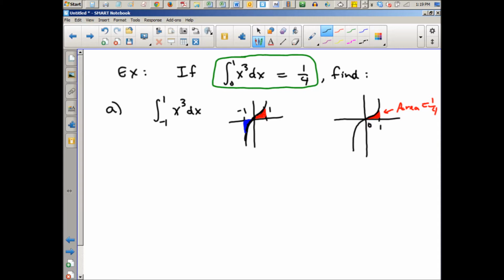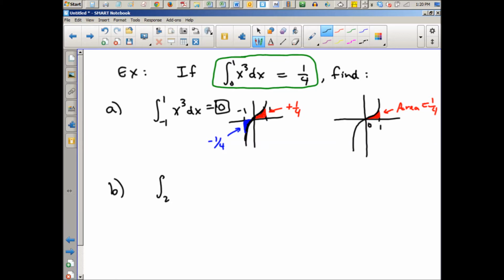So if the red area is 1/4, we can assume that the blue area is what? Negative 1/4, right? So this has area -1/4. This has area +1/4. So the total area is what? 0. So you can just think of it as -1/4 on the left, +1/4 on the right, cancels out. Okay, so we are assuming one thing. We're assuming that x cubed is odd and that it has this beautiful symmetry. But that's already true anyway. You proved it back in pre-calc.